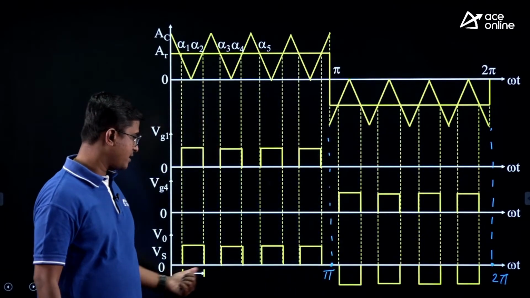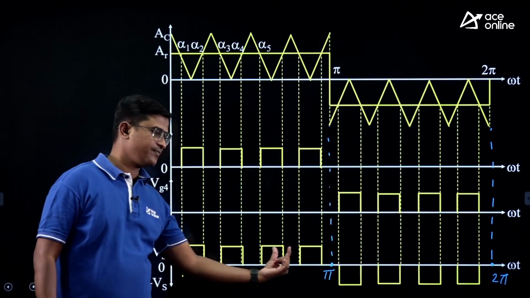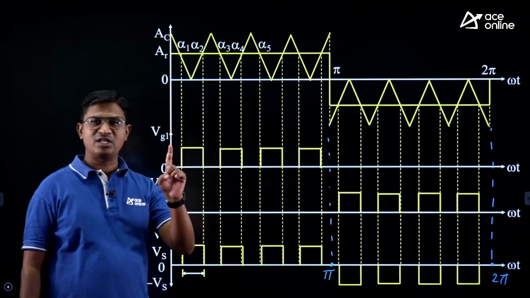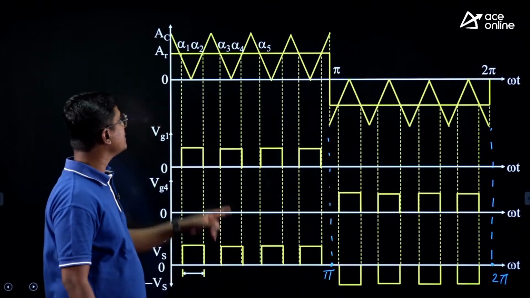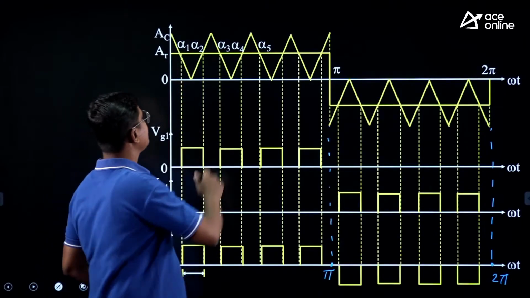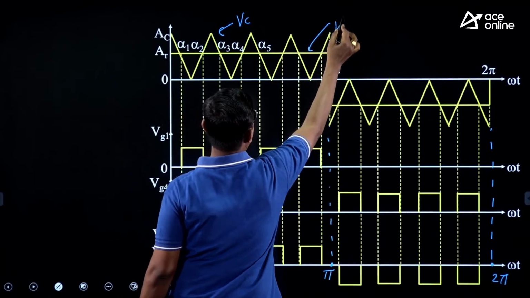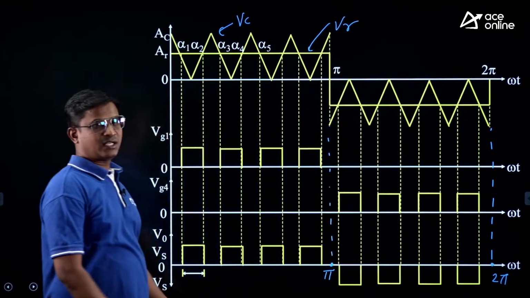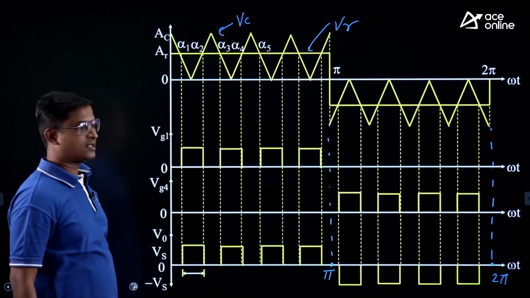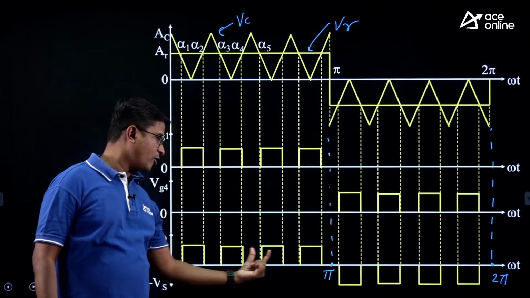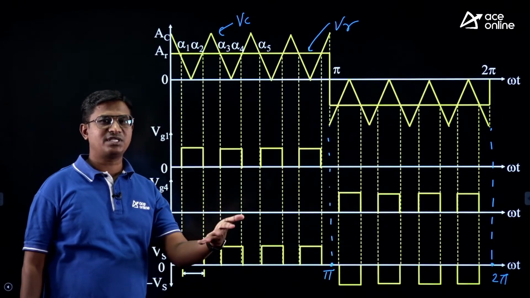Corresponding to each half cycle, we are getting multiple number of pulses. In a single PWM, only one pulse was present. Here we are getting multiple number of pulses, because my VC and VR are like this. This is my VC and this is VR. VR is a reference signal which is a square function, and the carrier is triangular. Now we are getting multiple number of pulses corresponding to each half cycle. So that's what is known as the multiple pulse width modulation technique.